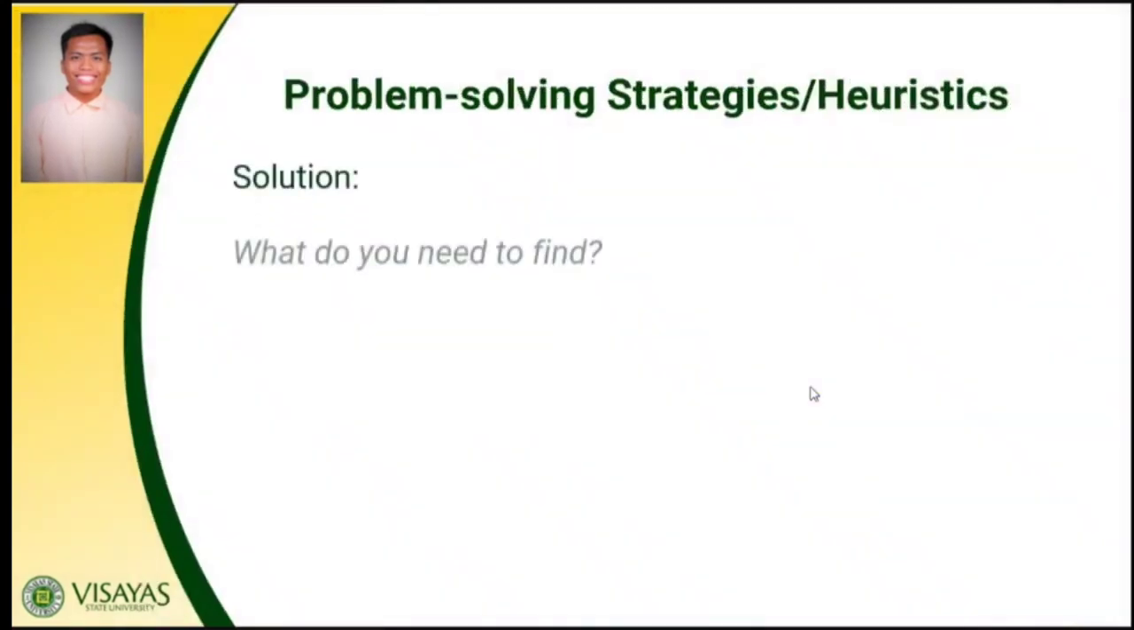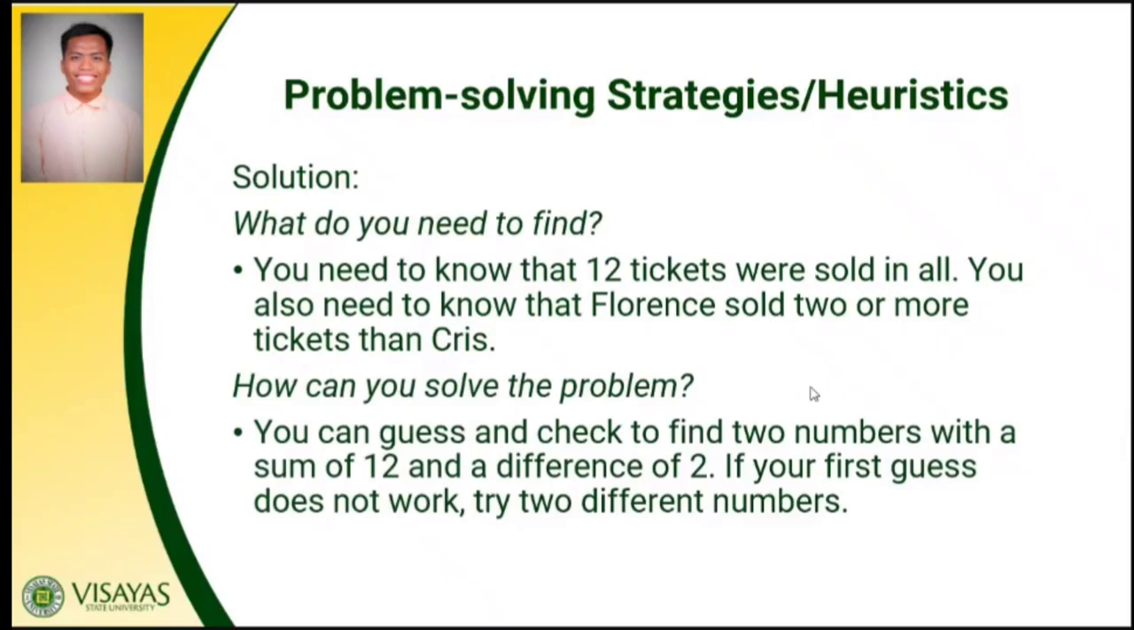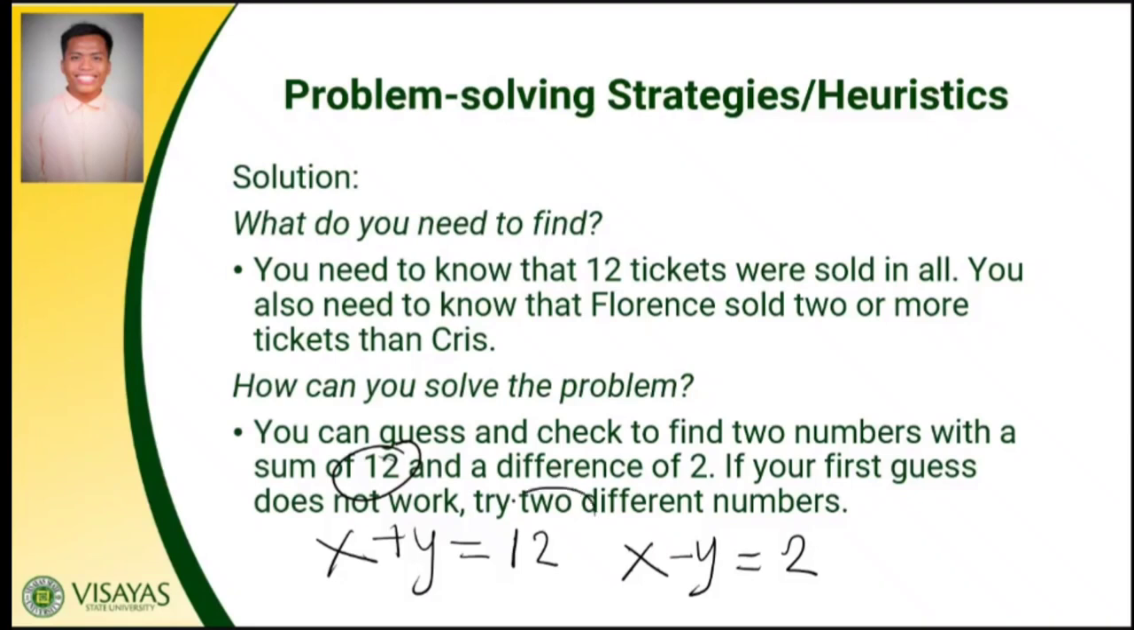Okay, so solution, what do you need to find? You need to know that there are 12 tickets sold by two people. Then you can guess and check to find 2 numbers with the sum of 12. The two numbers you use must add up to 12, and the difference is 2. So x plus y equals 12, and x minus y should be 2. So you look for a combination that adds up to 12, and when you subtract the two, equals 2.